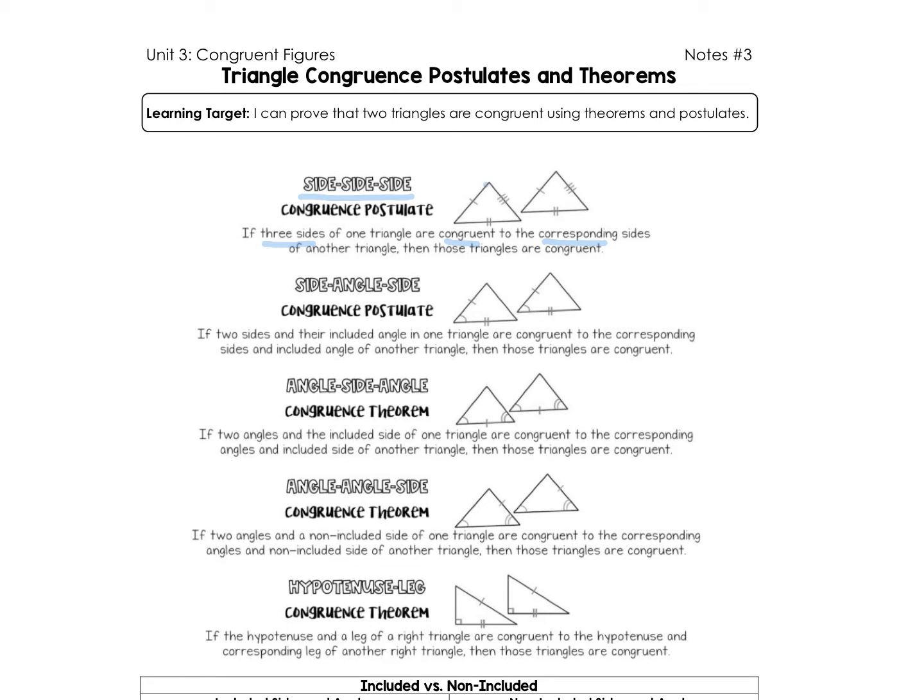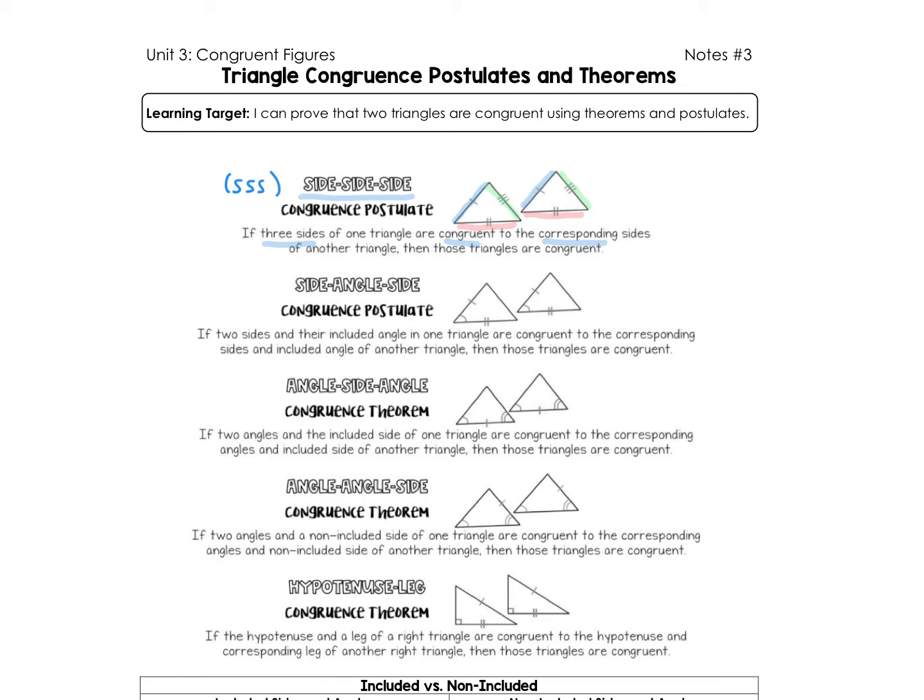So if you check out the markings, we have a pair of corresponding sides with 1 tick mark, a pair of corresponding sides with 2 tick marks, and a pair of corresponding sides with 3 tick marks. This picture shows that these two triangles would be congruent by the side, side, side postulate. So we shortcut it and we can write S, S, S when we're stating a reason for our triangles being congruent.